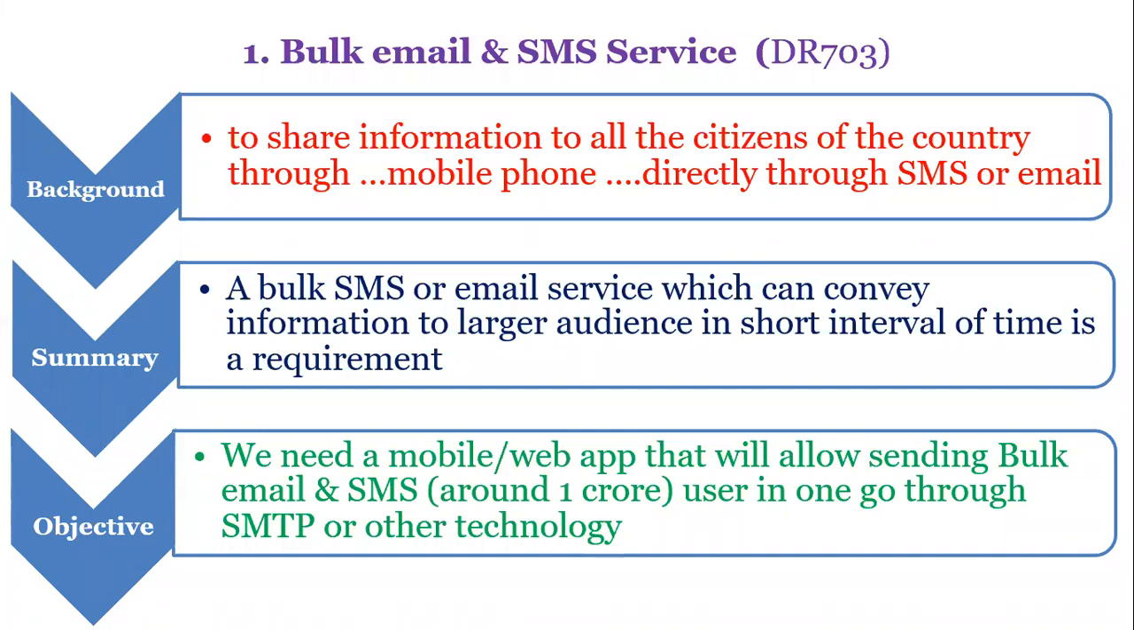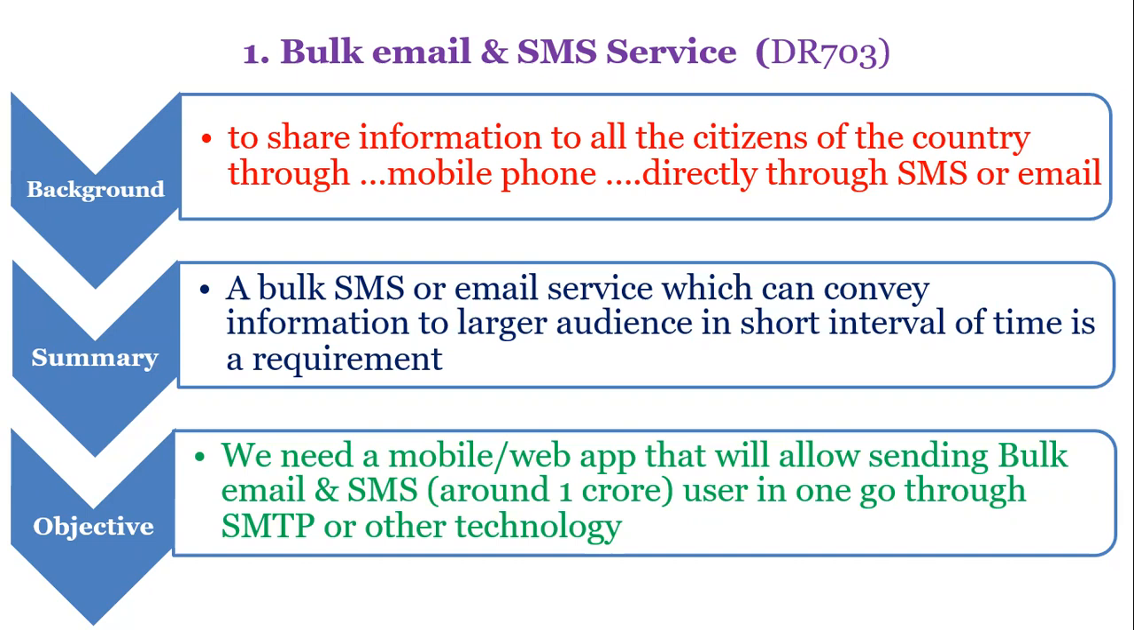So the first one in the Smart India Hackathon software edition is bulk email and SMS storage, with the problem statement number DR703 in Smart India Hackathon 2022. The background is that information sharing is a major factor for development in the country. It is a time-taking process to share information with all the citizens through media and newspaper. Almost everyone has a mobile phone in hand, and we can use this to share information directly through SMS or email. This will save time and money, and information can be shared with a larger community within a short time. Such a service can also be used to repeatedly send SMS in case of an emergency.